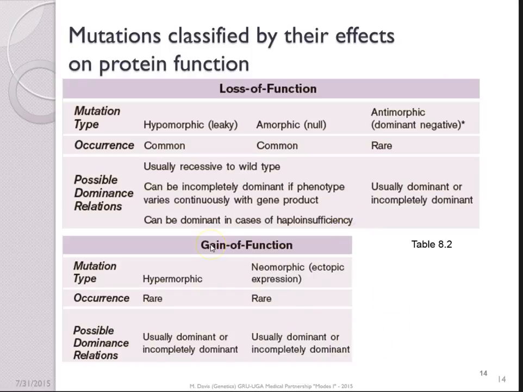In the case of gain of function, these are usually very rare. And what happens is that either they are hypermorphic, meaning that there's too much expression of the gene, or they are neomorphic, where there is expression of the gene in a region where it normally does not express.